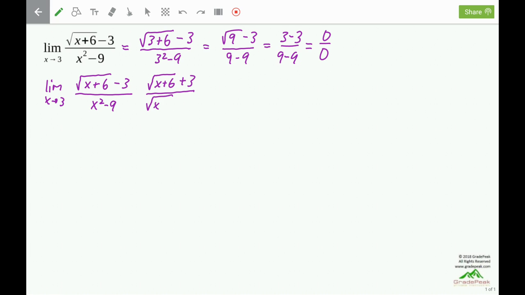And we're going to put that over itself, a form of 1. So we change the look, but not the value. It's all about foiling out the root conjugate pairs, which are in the numerator here. We're going to FOIL those.